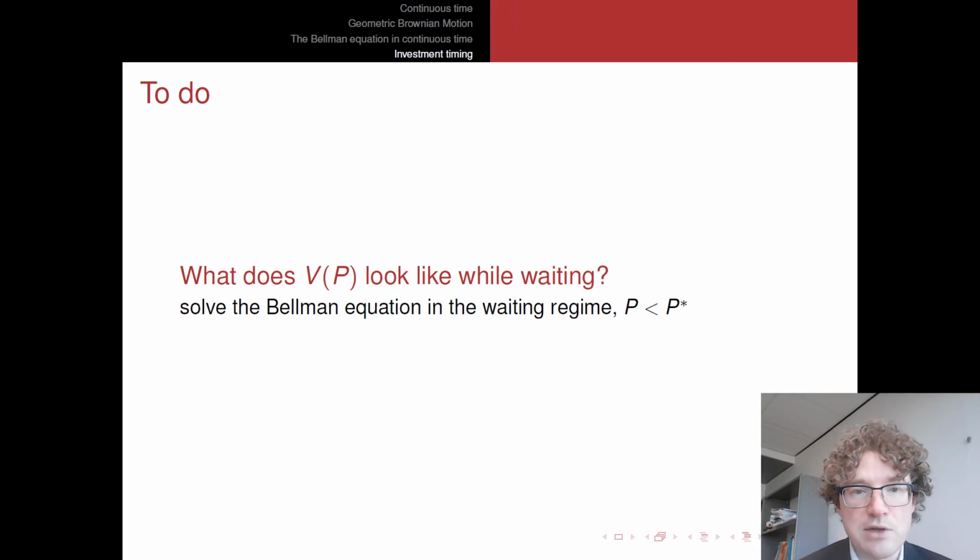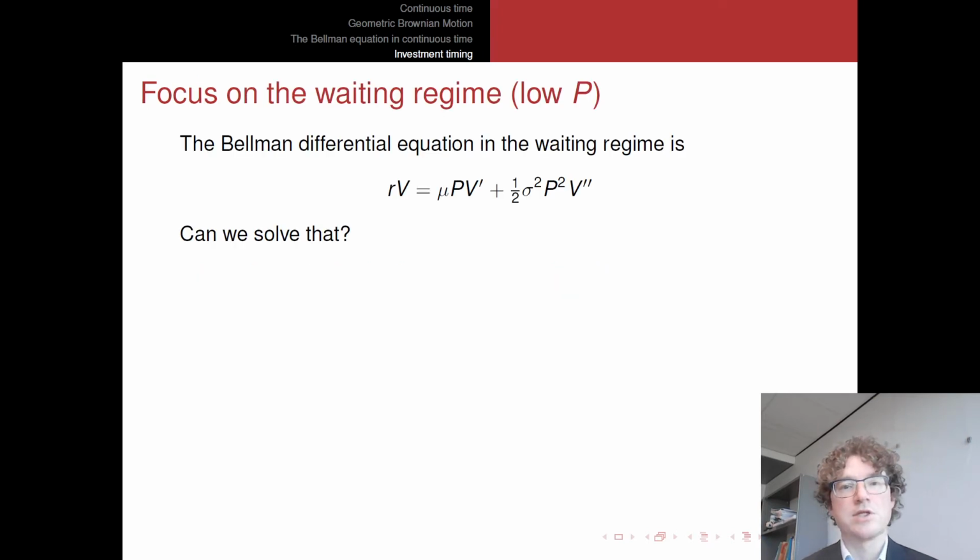So that's what we need to do. What does V of P look like? So what's the value of this option while waiting? Well, we do not get any money, but we do get the continuation value each period. And in order to find that, we need to solve this Bellman equation in this waiting regime, so in this regime where P is still below this threshold that we need to determine. So let's look at this waiting regime, where P is still low.